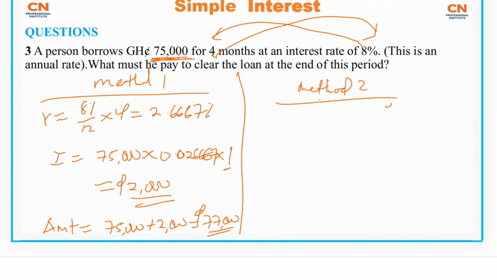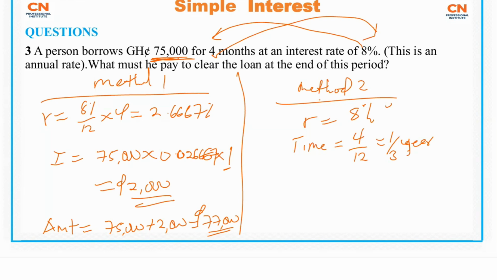So in that case, you maintain the 8%. So in that case, your rate will be what? 8%. Okay, and the time will be the 4 months divided by what? 12. So it is 1 over 3 years. So you see, with method 2, we have converted the time rather to years, so as to correspond with the 8%. The 8% is annual. So if the 8% is in years, then you also have to convert the 4 months to years, so that it corresponds.